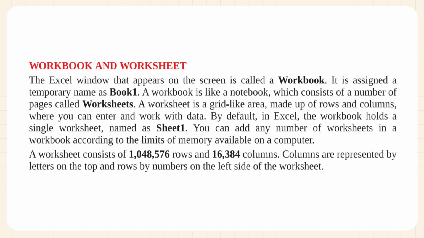Workbook and worksheet. The Excel window that appears on the screen is called a workbook. It is assigned a temporary name as Book 1. A workbook is like a notebook, which consists of a number of pages called worksheets. A worksheet is a grid-like area made up of rows and columns where you can enter and work with data. By default, in Excel, the workbook holds a single worksheet named Sheet 1. You can add any number of worksheets in a workbook according to the limits of memory available on a computer.